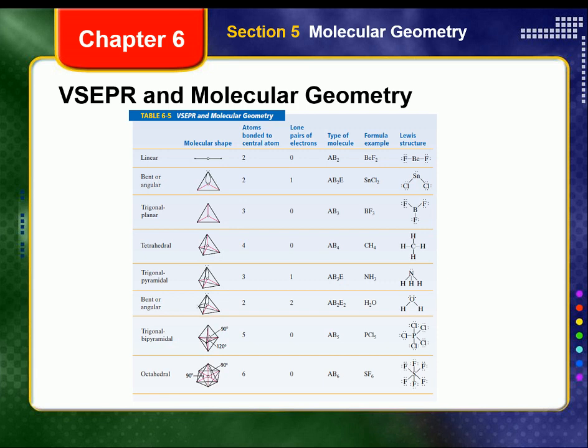Table 6-5, which is on page 186 of your text, or on the screen now, even though you probably can't read this very well. Table 6-5 also includes an example of the AB2E type molecule. This type of molecule results when a central atom forms 2 bonds and retains 1 unshared electron pair.